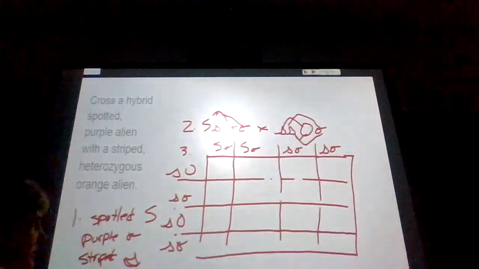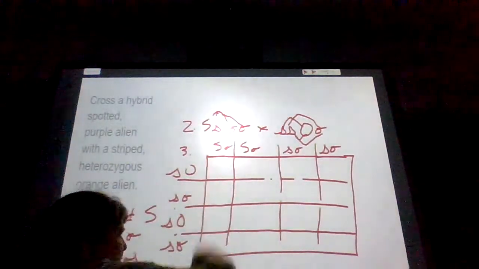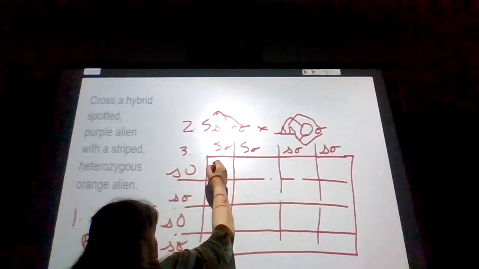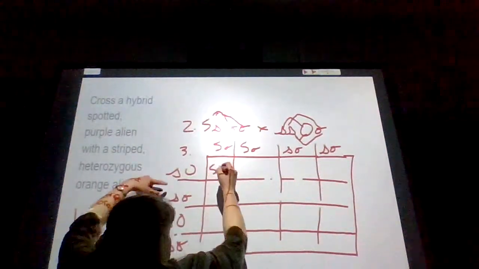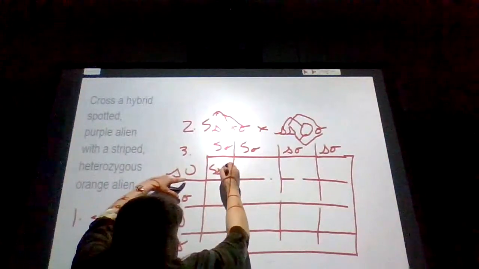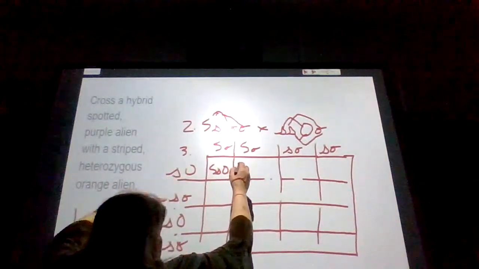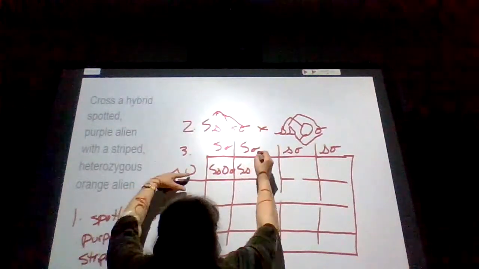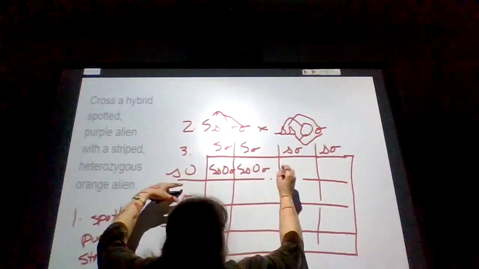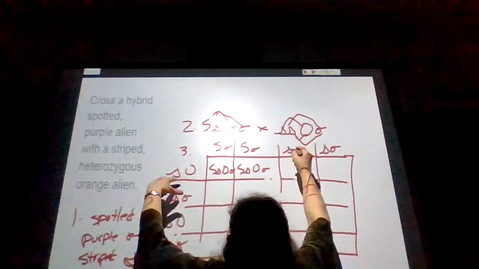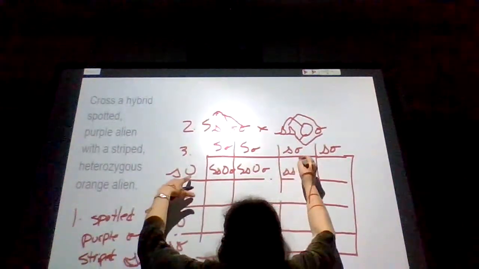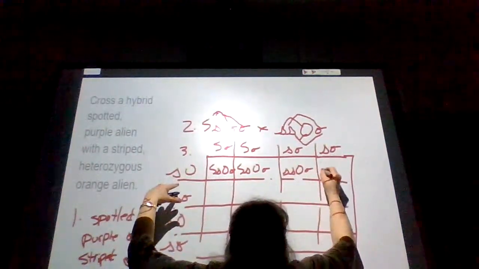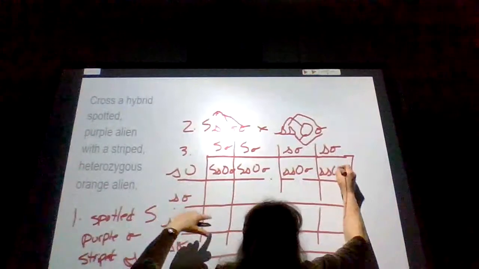Okay, now comes the really tricky part. Carry everything down, carry everything across. So I've got a big S here, I've got a little s here. I've got a big O here, I've got a little o here. I've got a big S, a little s, big O, little o. I have a little s, big O, little o. I have a little s, with a big O, little o.